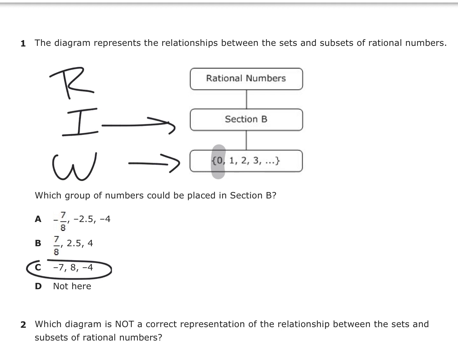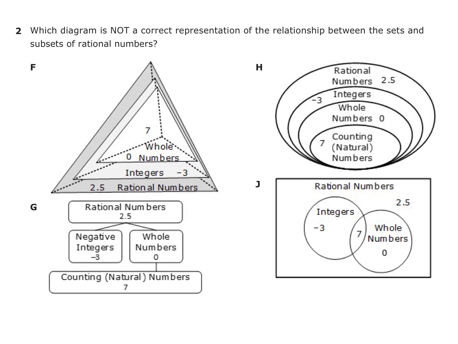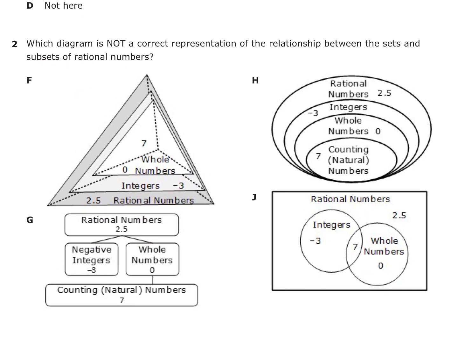Okay, number two. Which diagram is not correct representation of the relationship between sets and subsets? So which of these is incorrect? I think it's J.